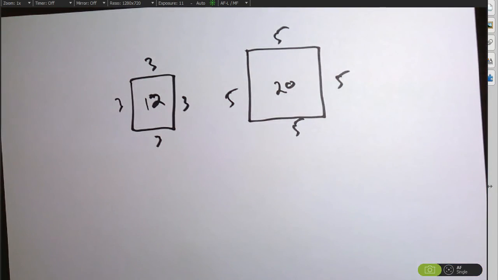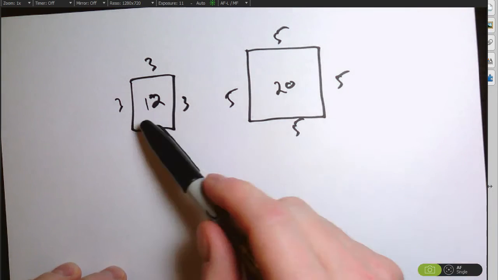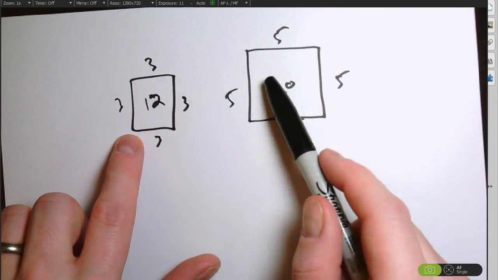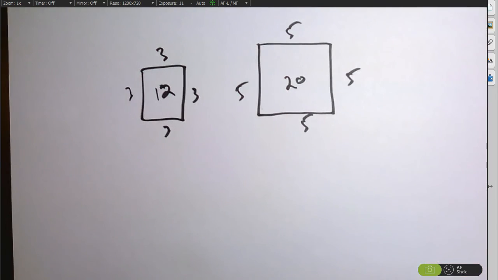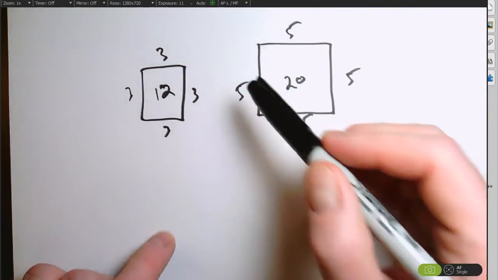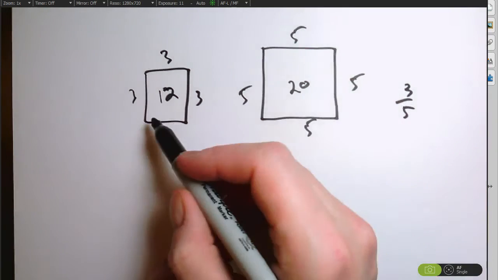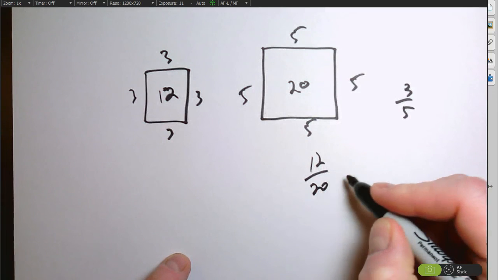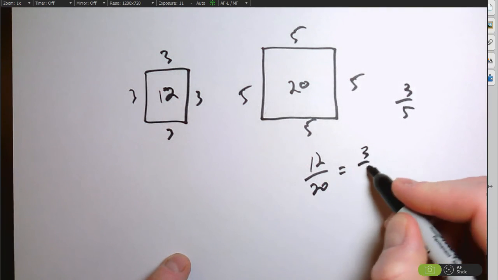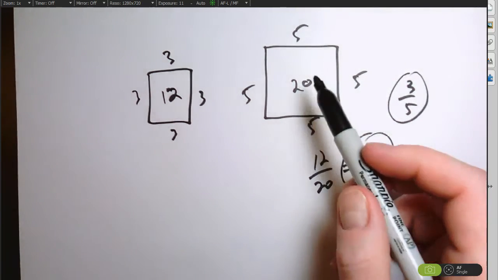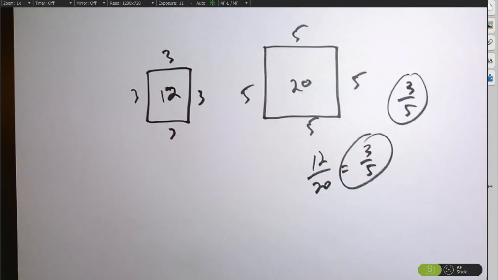And all squares are inherently proportional because all their side pairs are proportional. We know all four sides are congruent, all four angles are congruent, so all squares are naturally proportional to each other. And so the ratio of sides is 3 to 5. And if I do the ratio of the perimeters, 12 to 20, we also get 3 to 5. So that's all the theorem is saying. If you know the side length ratio, you also know the perimeter ratio.